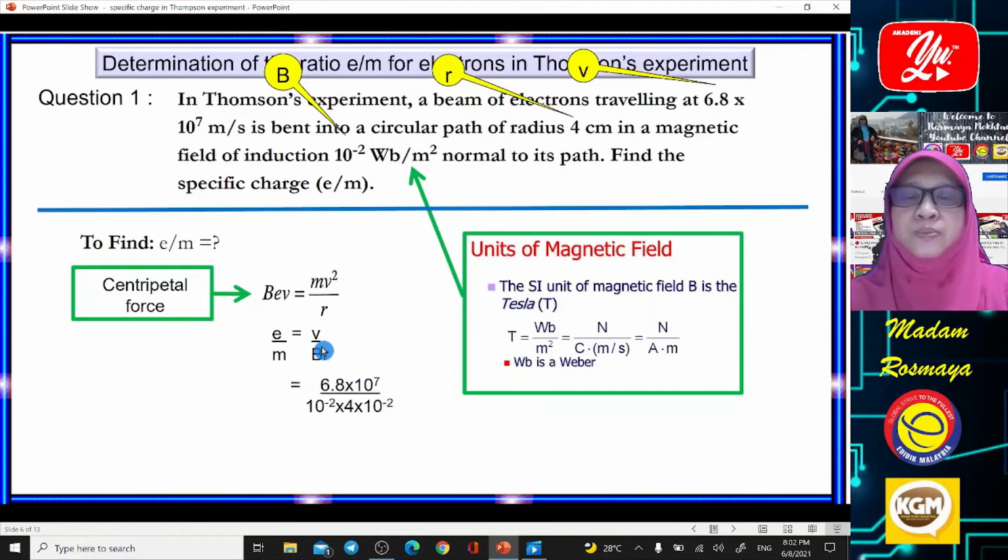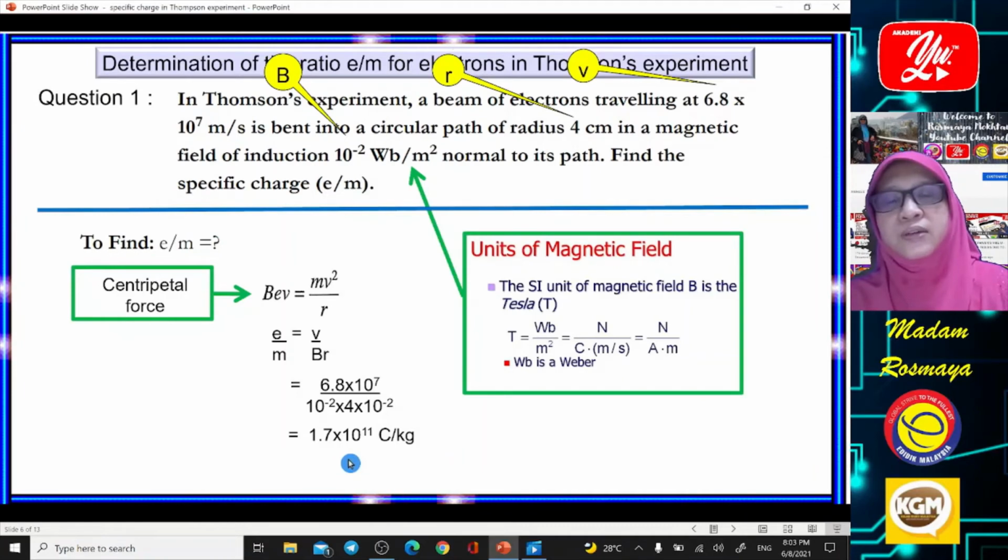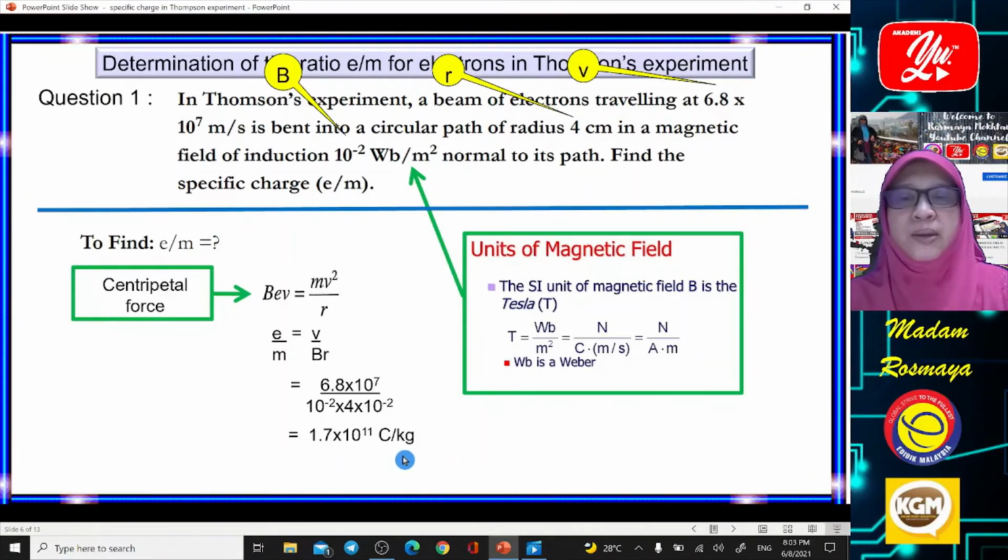So therefore the specific charge is, we substitute this V and then the B and also radius. Don't forget to convert the radius to meter. So we get specific charge equals to 1.7 times 10 to the power of 11 coulomb per kilogram. So the unit for electron, electric charge is coulomb, mass is kilogram. Okay, done for question 1.